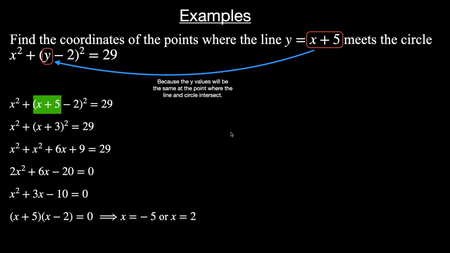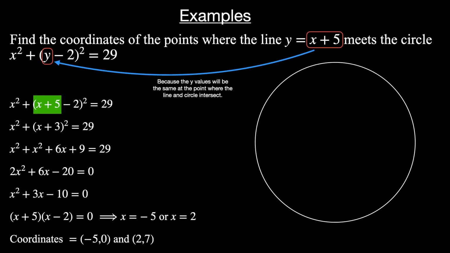Then plug these values into the straight line equation to get the y values of the intersection points. So negative 5 plus 5 is 0 and 2 plus 5 is 7. So we get the coordinates of negative 5, 0 and 2, 7. That's your final answer there.